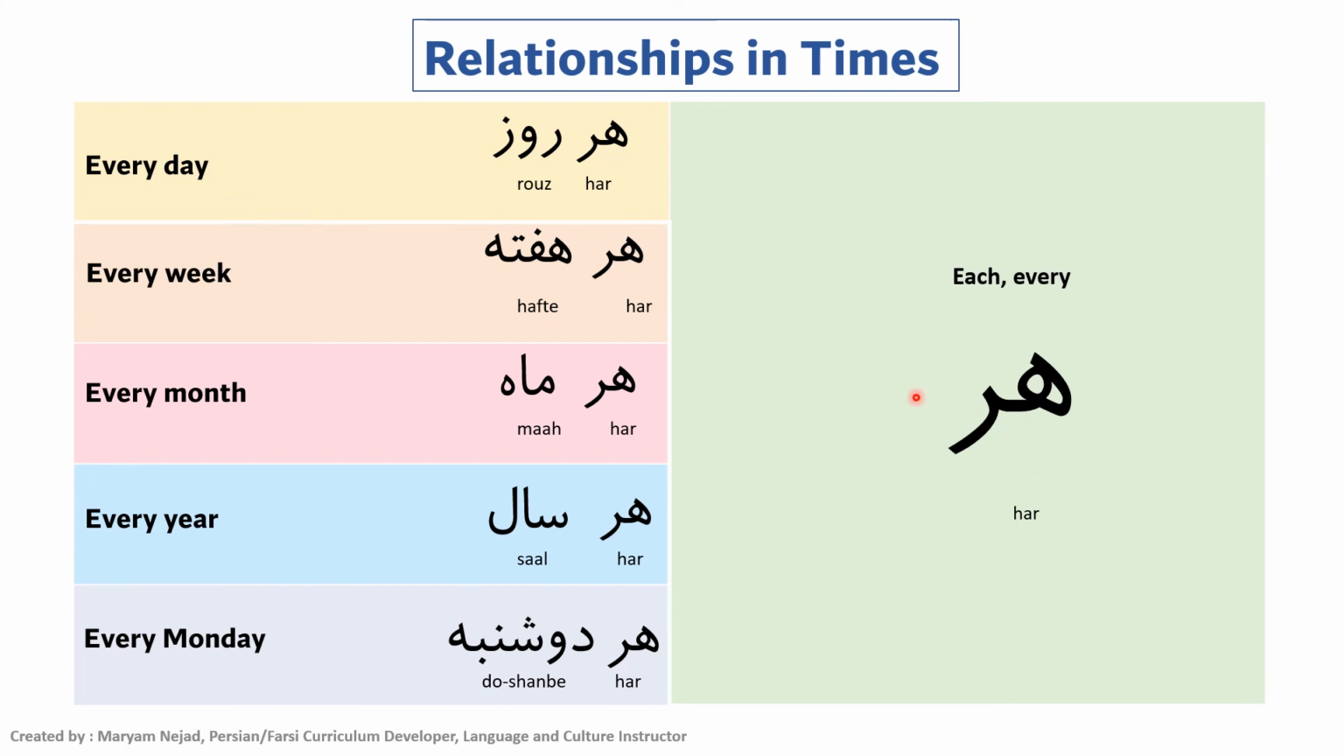Now let's go over each or every, which in Farsi is har. For example, we want to say every day, every week, every month. So har ruz, har hafte, har mah, har sal, har doshanbe. It also means each too. For example, each week is the same thing, har hafte, or each year, har sal.